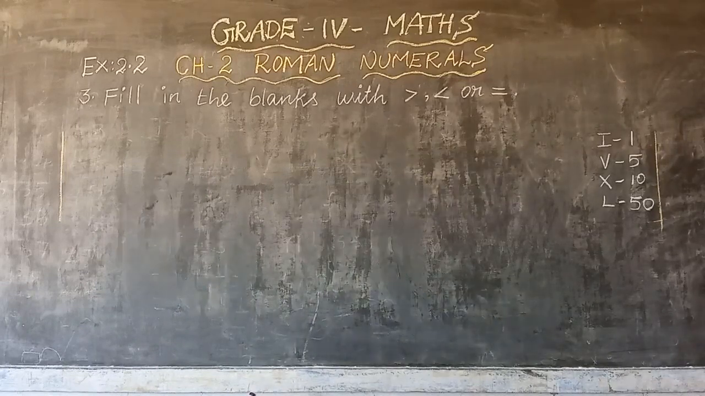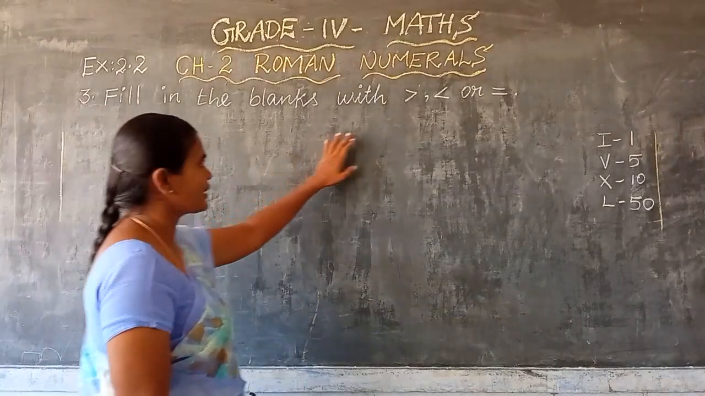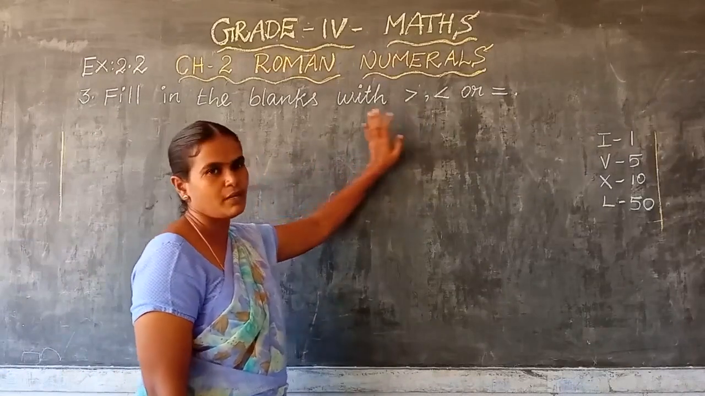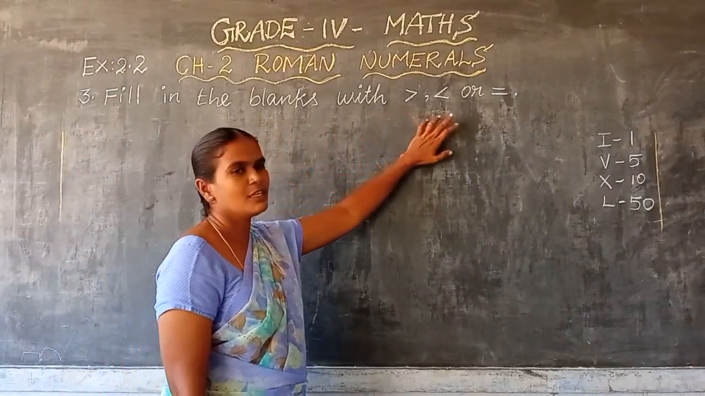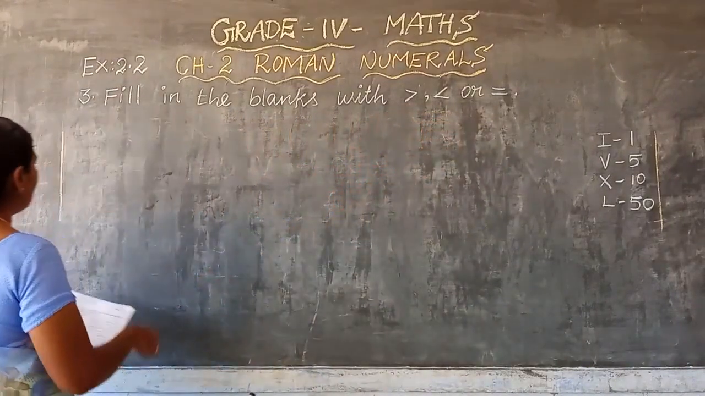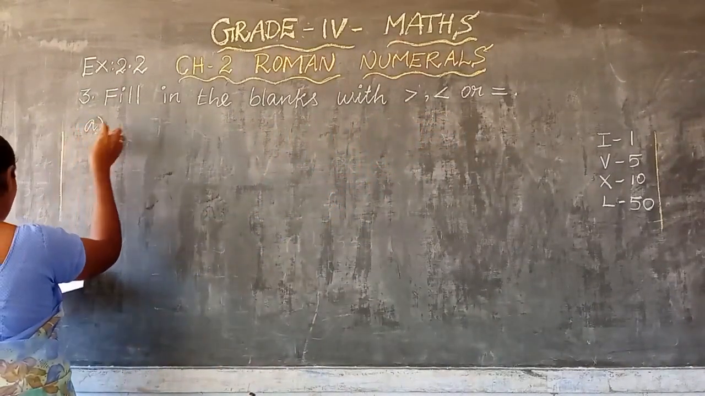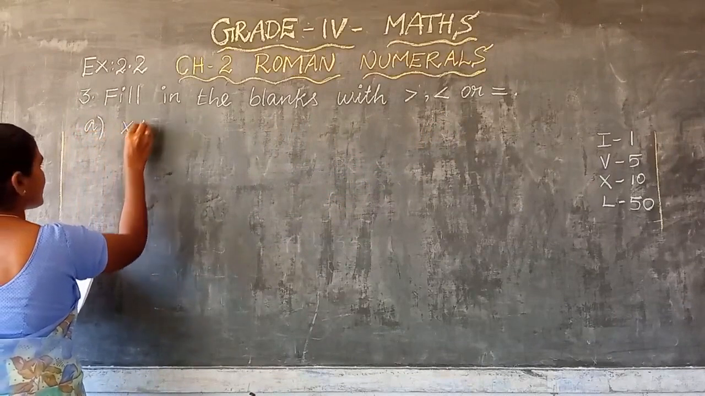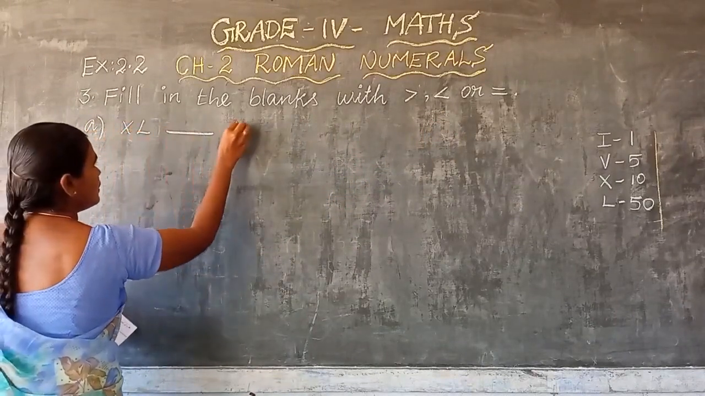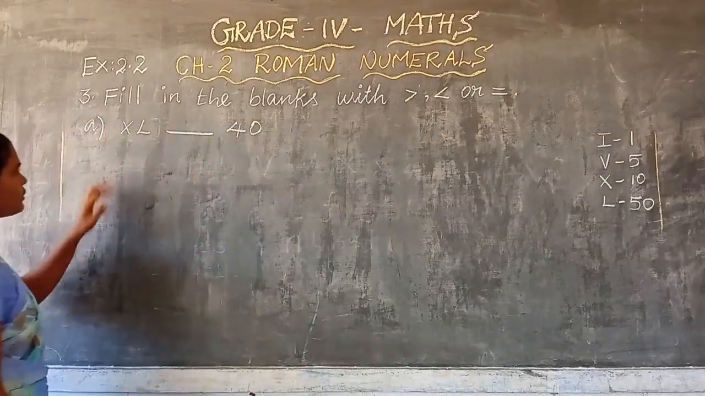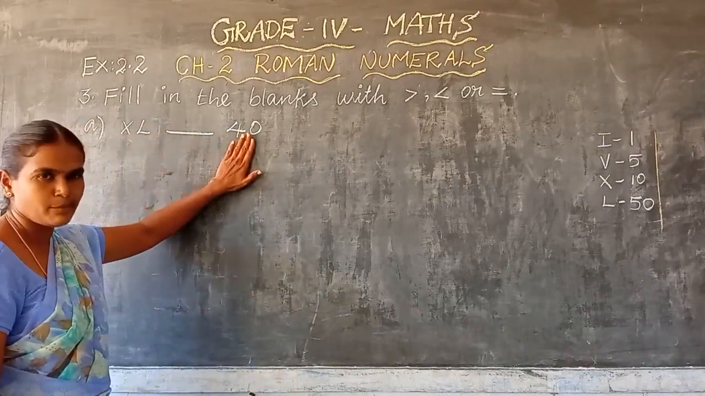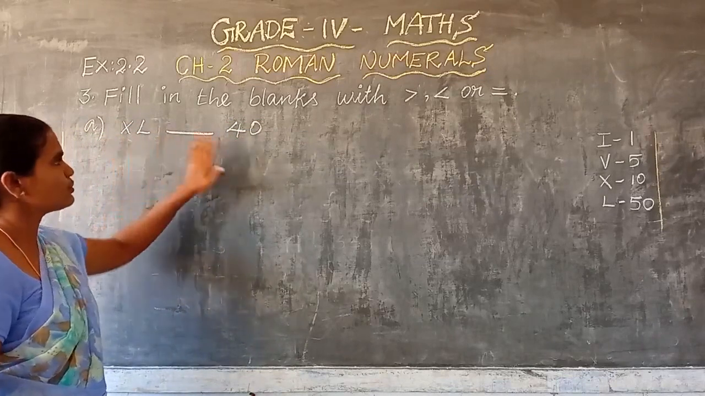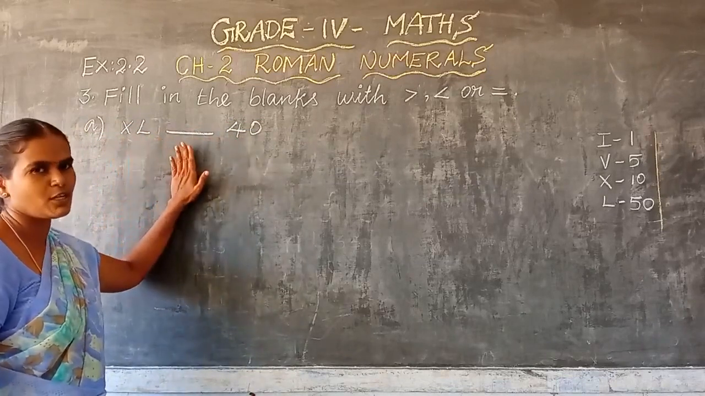Third one: fill in the blanks with greater than, less than or equal. A sum: XL. So one side is given a Roman number, the other side is given a number. So you compare these two numbers, and find less than, greater than or equal.